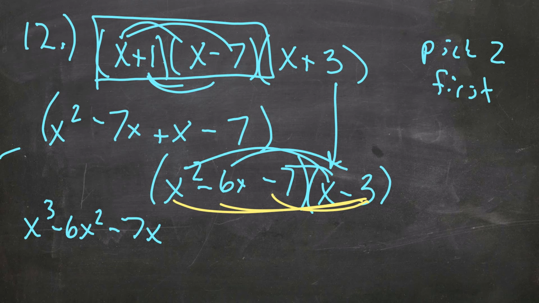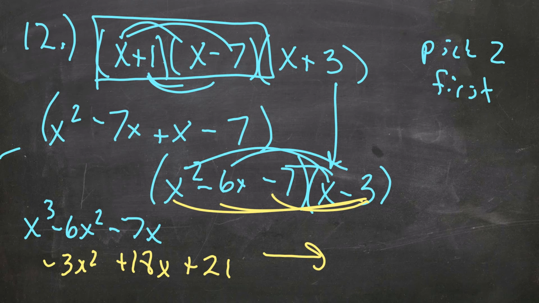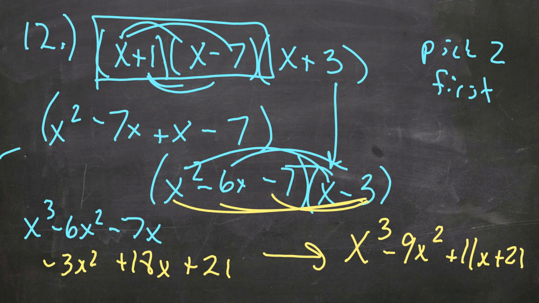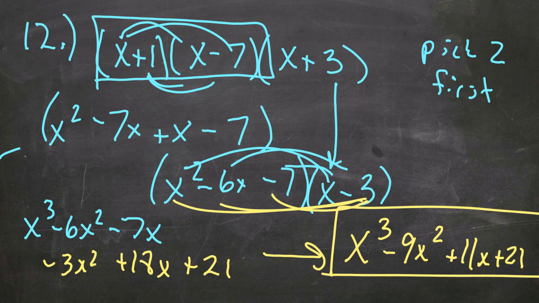Negative 3 goes to everything, so I get minus 3x squared plus 18x plus 21. Gives me my final answer to be x cubed minus 9x squared plus 11x plus 21. Moving on.